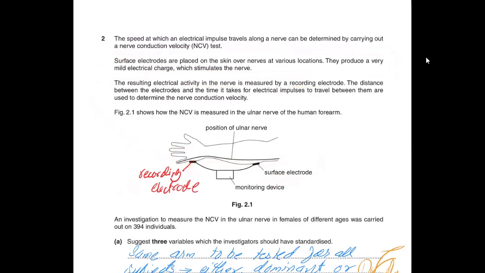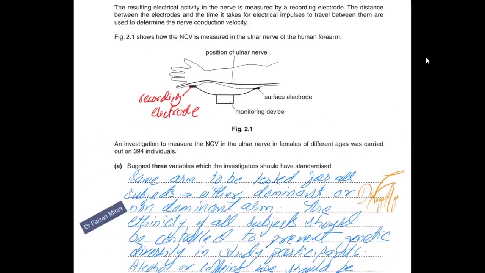The distance between the electrodes and the time it takes for the electrical impulse to travel between them is used to determine the nerve conduction velocity. So this is the distance that the electrical charge will be traveling through, and the time taken for this to reach from the surface electrode to the recording electrode. The time will be recorded, and the time can then be displayed, for example, in seconds or milliseconds, to tell you how quick the nerve conduction velocity was in different individuals. So you can just decipher what the diagram means using the description provided.